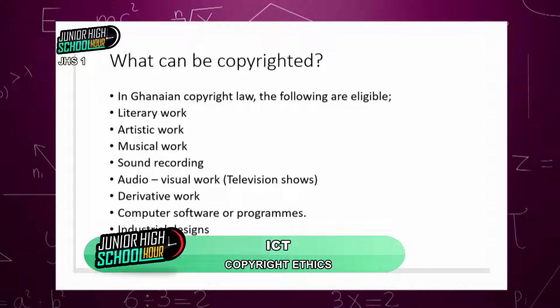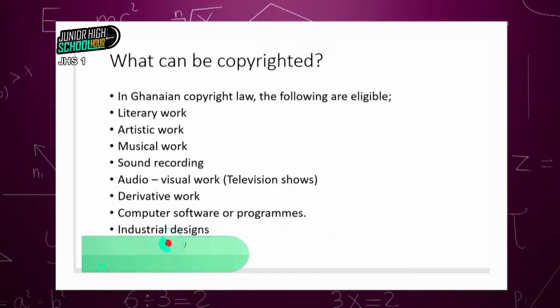We also have the artistic work, we also have the music work, we also have the sound recordings, audio visual works like TV programs or like this very show. Now, we also have derivative works, computer software or programs. Now, someone might ask, what is a derivative work? I want you to try and think around it.